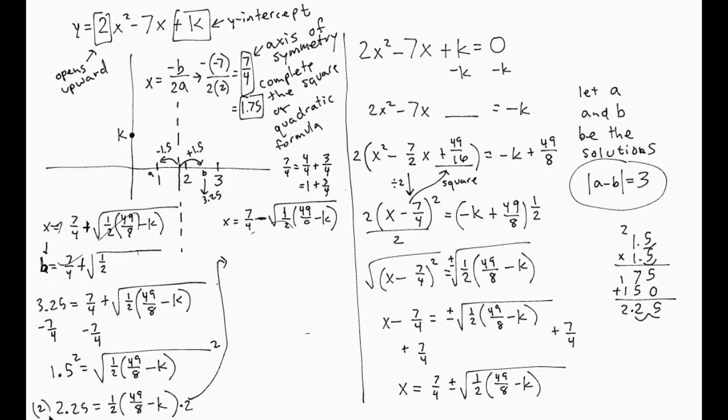Multiply both sides by 2 to cancel the 1/2. Then subtract 49/8 from both sides. Multiply both sides by -1 to cancel the negative in front of k.